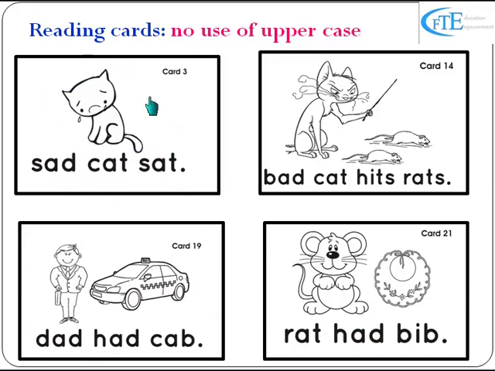You could hide the visual with a piece of paper and then get your child only to read the sentence, because sometimes children look at the picture and say the sentence rather than sounding out the letters and reading the sentence. Do the same with all the other reading cards. Prepare a total of 25 to 30 reading cards for your child.